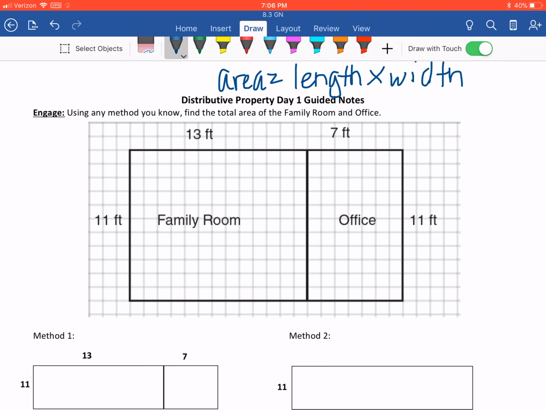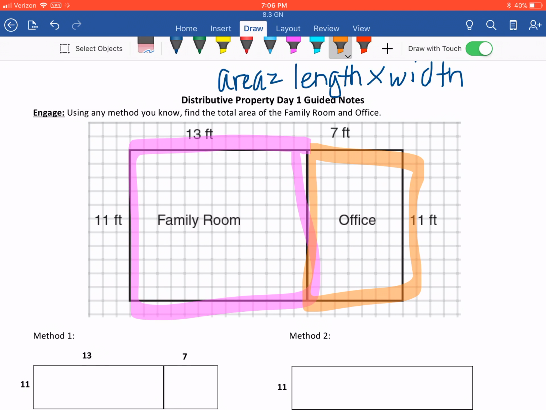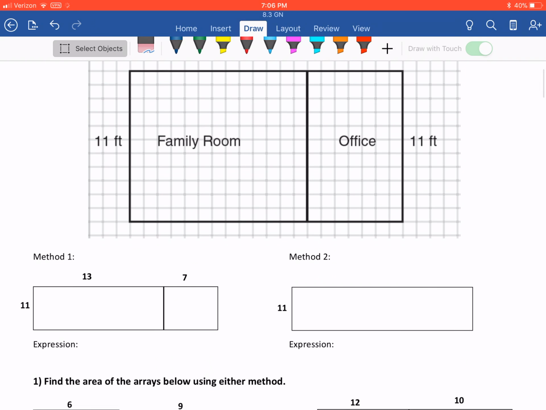In this case, we have two rooms here. We have a family room and we have an office. You have the lengths and the widths of them, and I want you to go ahead and pause the video and calculate in this space down here what you think the area is. Then we're going to review two different ways that we could have done this, and hopefully one of them is the same one that you used. So go ahead and pause the video now, find the area, and whenever you're ready to check your answer, go ahead and resume.